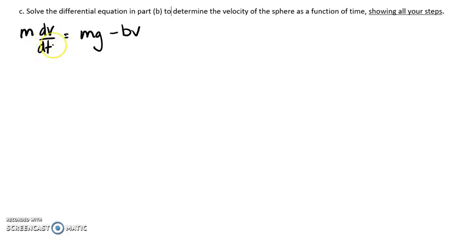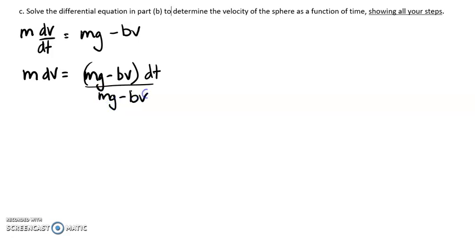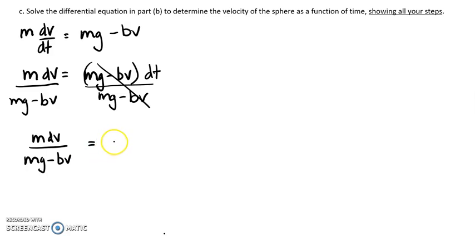So first thing I'm going to do, I'm just going to multiply both sides by dt. Then we'll have m dv equals (mg minus bv) times dt. Great. So let's see, oh cool, we have this whole term, mg minus bv. I'm going to go ahead and divide both sides by that and move that to the other side. So it's m dv over (mg minus bv), this cancels out here, equals dt. Cool.